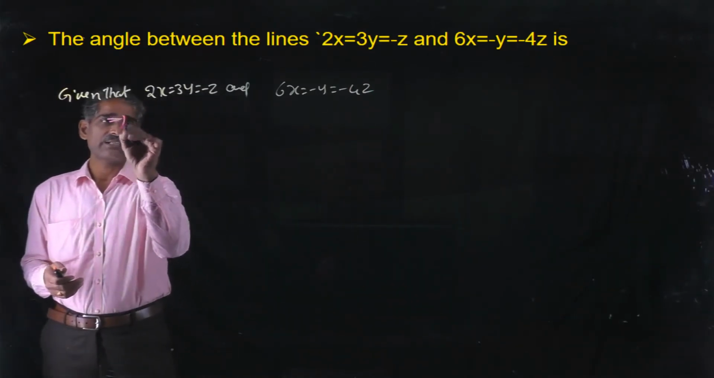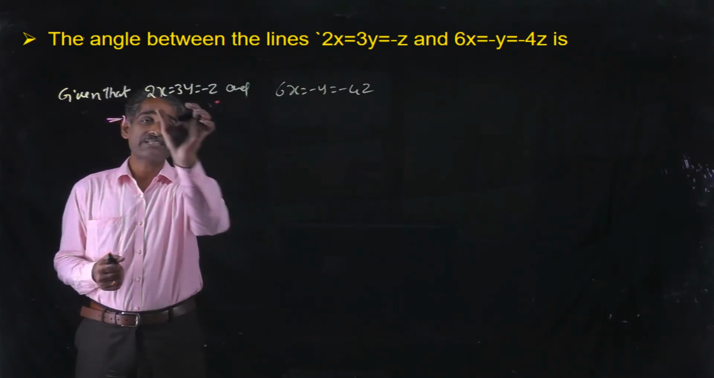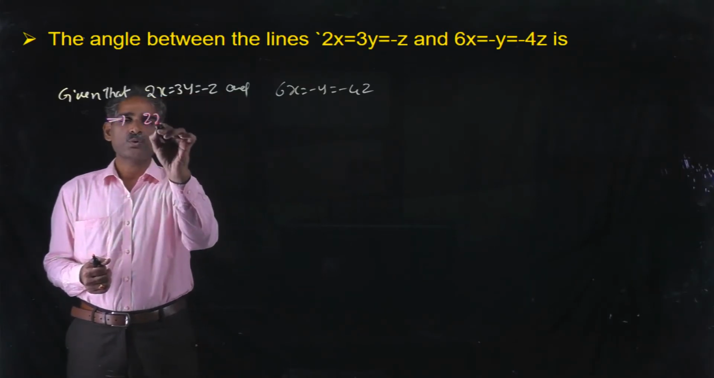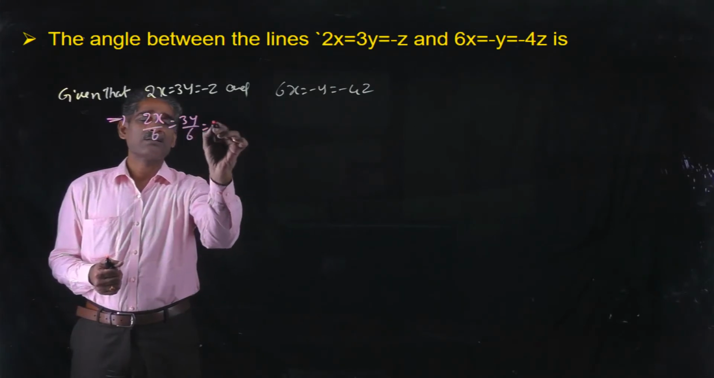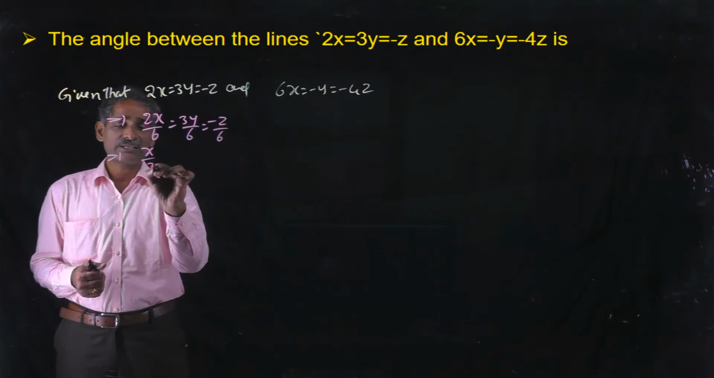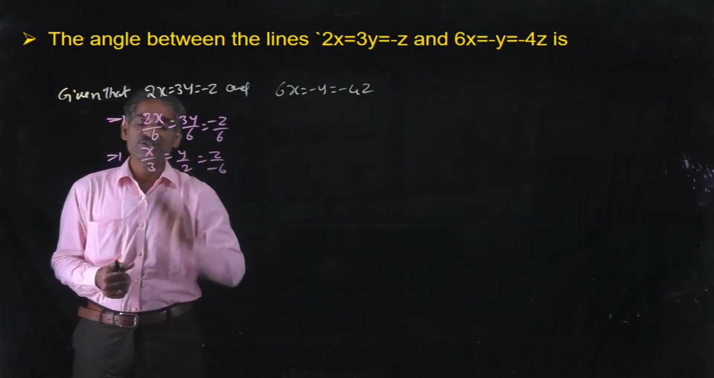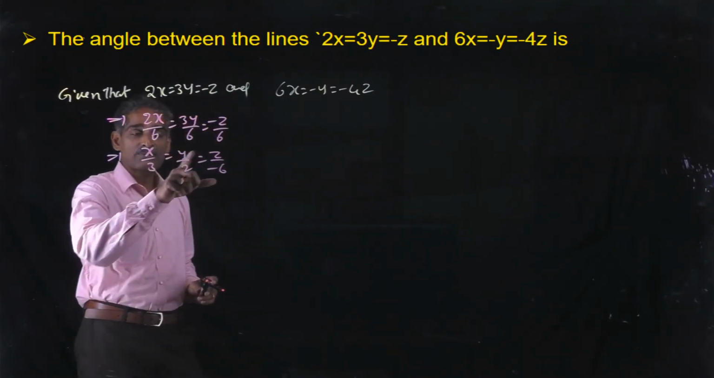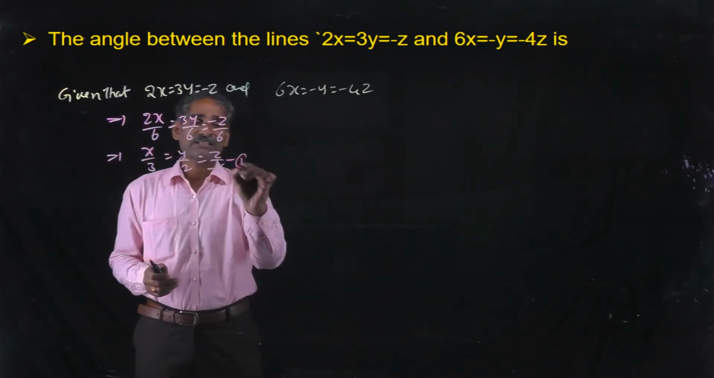Here we can write this by dividing all the terms by 6, the LCM of the coefficients. So 2x by 6, 3y by 6, minus z by 6. Then we will get x by 3, y by 2, z by minus 6. This is in the standard form: x minus 0 by a1, y minus 0 by a2, z minus 0 by a3. So this is the first equation.